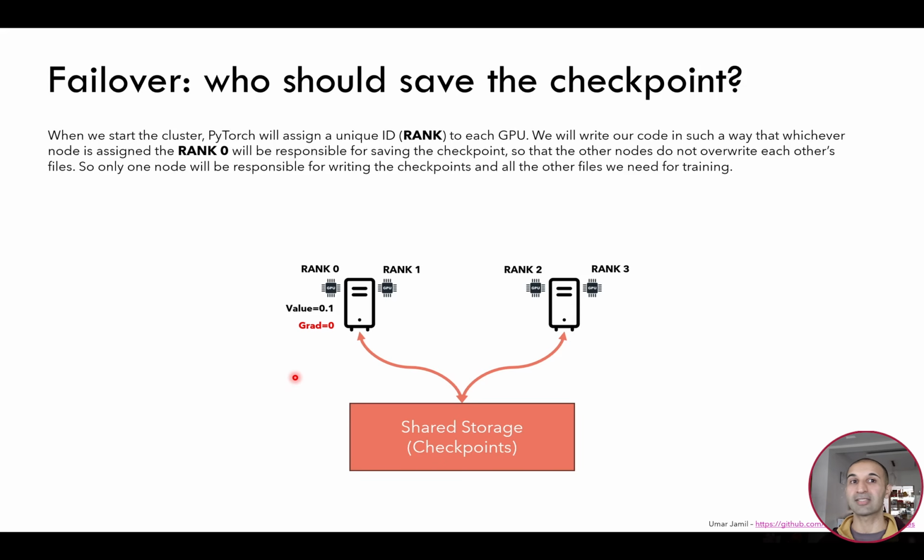But later, when we restart the training, we don't make any assumption on who will become the rank number 0. And as the PyTorch documentation says, the rank is not stable. It means that if you restart the training, the rank number 0 may be assigned to another node.